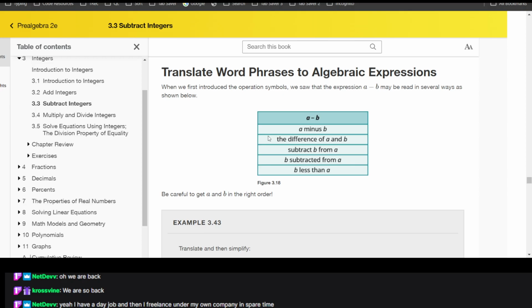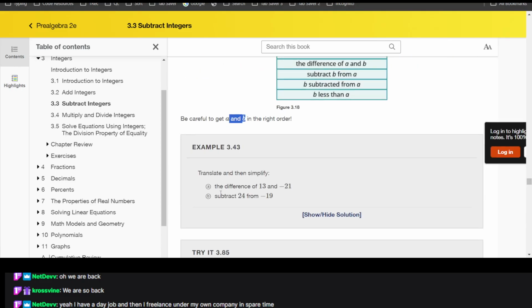She refers to algebraic expressions. When we first introduced the operation symbols, we saw the expression a minus b may be read in several ways as shown below: a minus b, the difference of a and b, subtract b from a, b subtracted from a, b less than a. Be careful to get a and b in the right order.